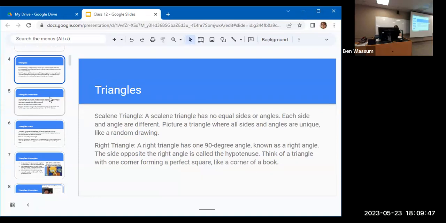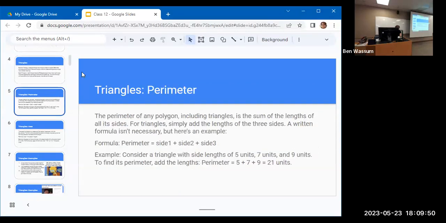Now, like with rectangles, we have to do the same perimeter and area with triangles. So the perimeter of any shape is just adding up all the lengths of its sides. Now with rectangles, we had twice the length plus twice the width as the perimeter. But some types of triangles will have equal sides, but not all of them. So an easier way of thinking about it is just add up all the sides. A written formula isn't necessary.